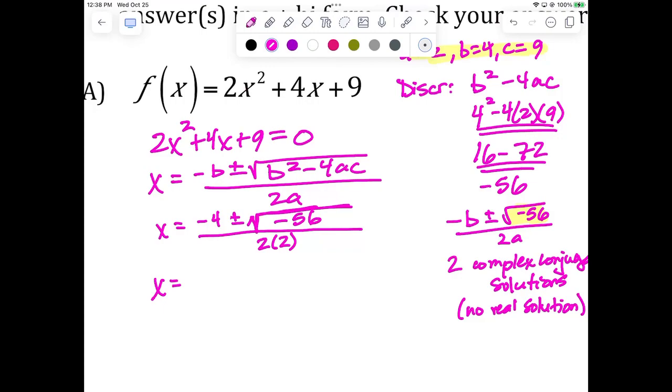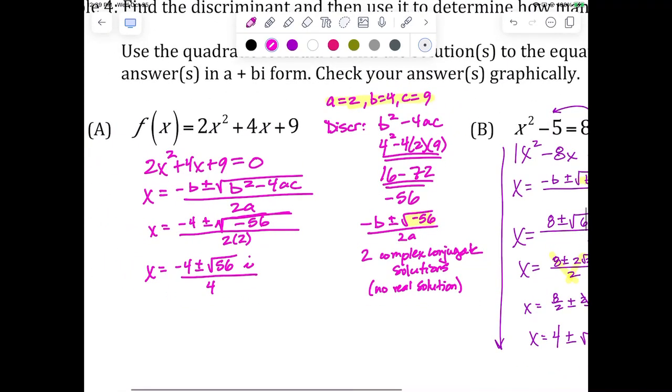Okay, so now I simplify. Here's what I would do next. I would do negative 4 plus or minus. Because I have the square root of negative 56, I'm going to write that as the square root of 56, and I put an i on the outside. Remember, the square root of a negative number is the square root of the positive number times i. You're literally bringing the negative out from inside the radical and putting it as an i on the outside, and it's all over 4.